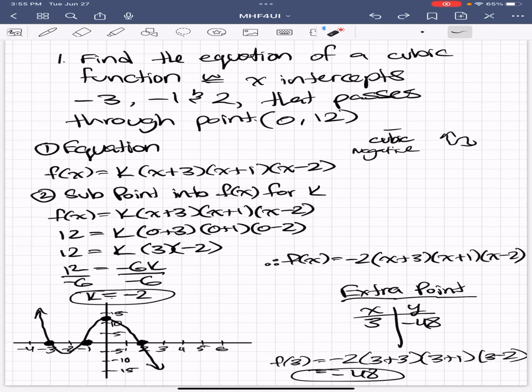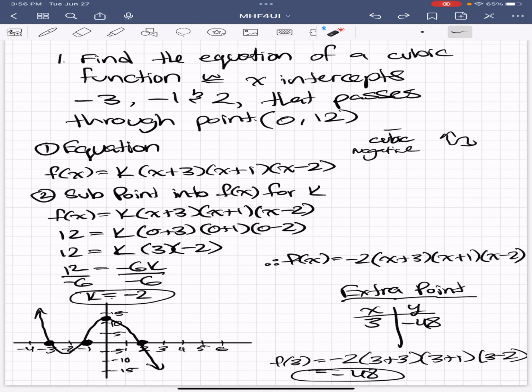So within the equation, as you can see, all the signs are now switched. It is now x plus 3 for the zero of -3. It is now x plus 1 for the x-intercept of -1. It is now x minus 2 for the x-intercept of +2. When you input it into the function, the sign must change when you are given the zeros or x-intercepts.